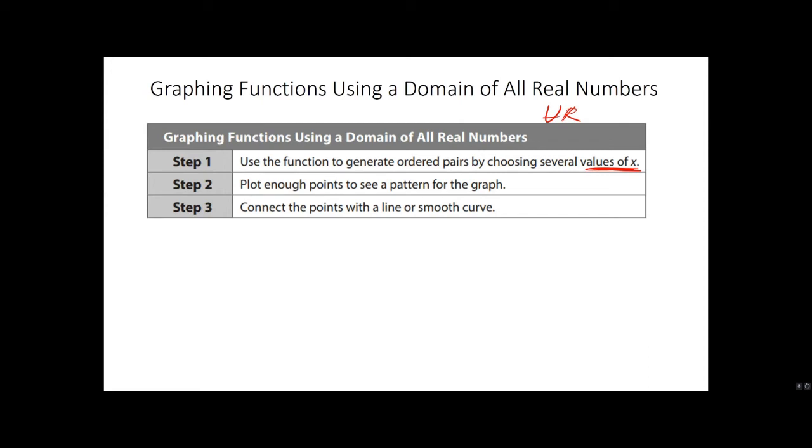Step 2, plot enough points to see a pattern. Pattern recognition is what separates most human beings from most animals. Even artificial intelligence is trying to figure that out too. So we're going to see a pattern pretty soon. Step 3, connect the points with a line or smooth curve. Now, because we're talking about all real numbers, we are talking about not discrete. This is continuous. So they have to be lines or smooth curves, no single dots anywhere.